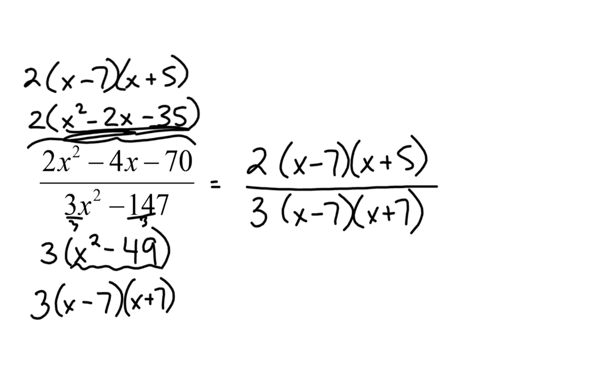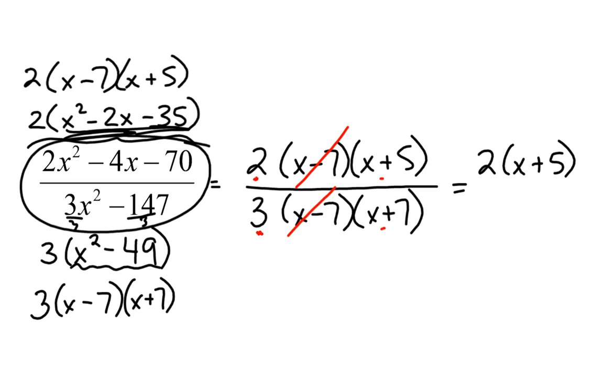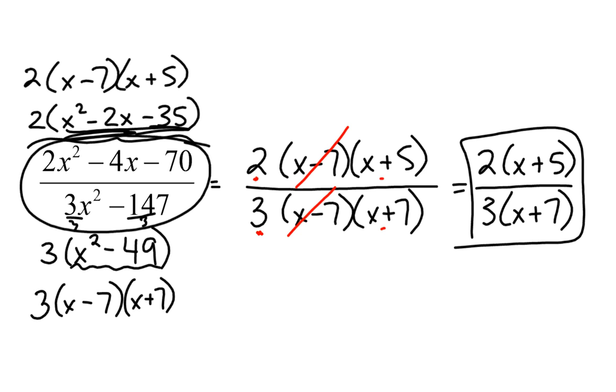Now that I have all of the parts, now I look to see what can be canceled. In this particular one, x minus 7s will be canceled. I still have an x plus 5 and an x plus 7 that can't be canceled. Now I do have two coefficients, two constants out front, 2 and 3, but since they don't have a common factor, they can't be reduced. This particular initial rational can be simplified down to 2 times x plus 5 over 3 times x plus 7. There's the simplified form. Factor and cancel.